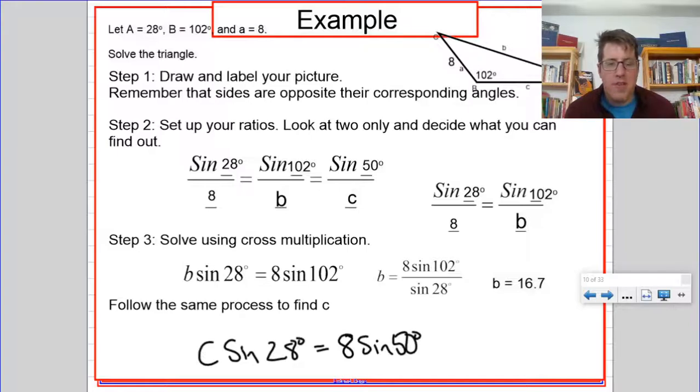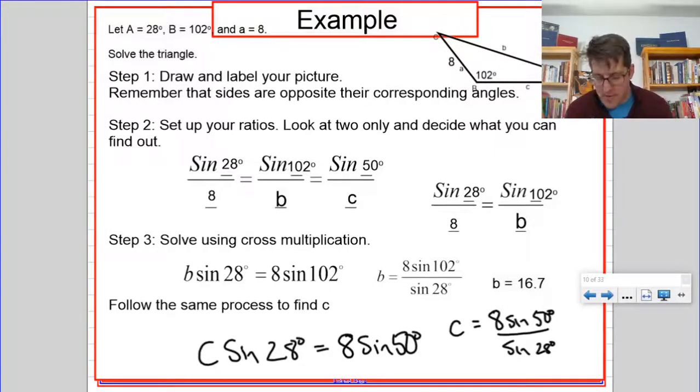Okay, so I've got this set up the way that you would set it up using cross multiplication. And now I'm going to isolate C. And when I do that, I find that C is roughly 13.1. So we're just going to round to 1 decimal place in a problem like this.